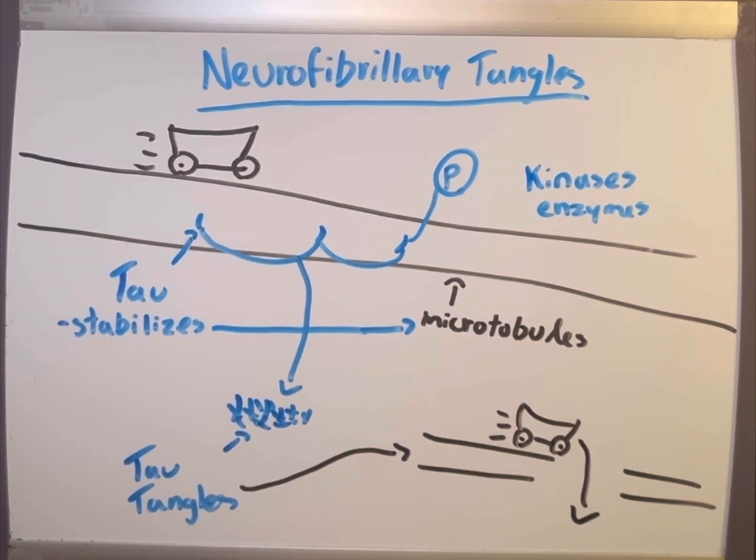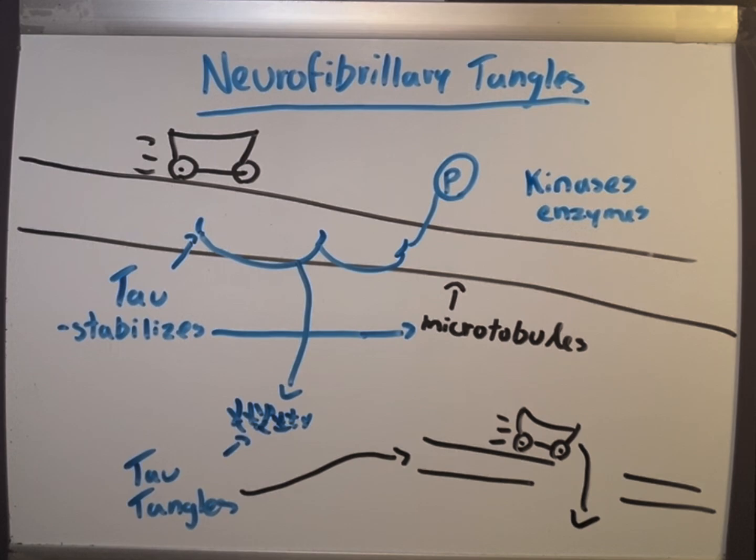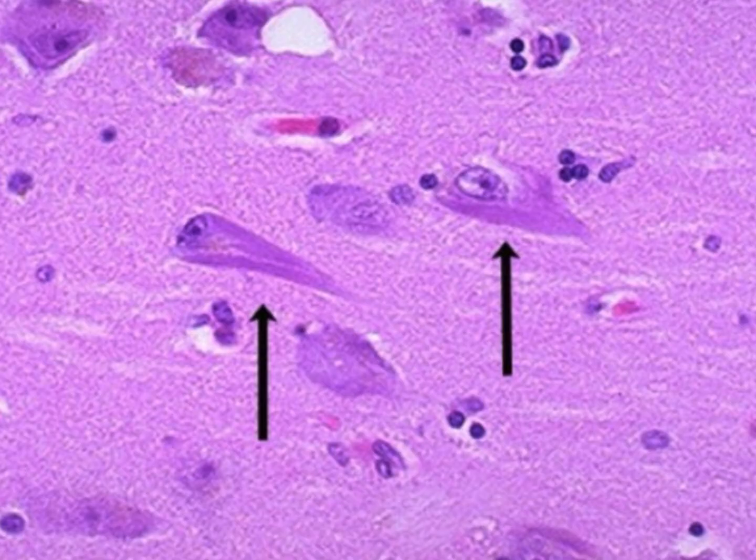Similarly to beta amyloid, those tau tangles are not the most toxic form. Instead, the tau protein also forms oligomers, which are believed to be more toxic than the tangles. This is an example of how those tau tangles look on histology, and recall that these occur inside the neurons.